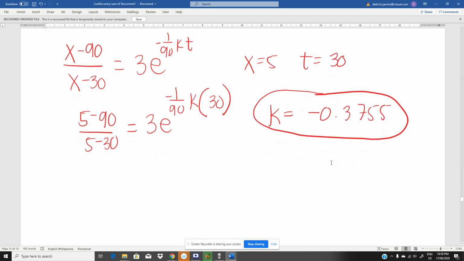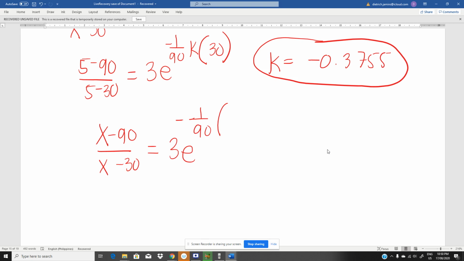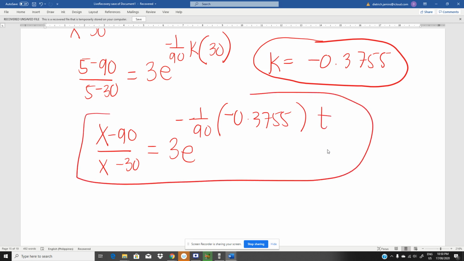So substituting this, we will have (x minus 90) all over (x minus 30) is equal to 3 exponential of negative 1 over 90 multiplied by negative 0.3755 times t. So that's our function.